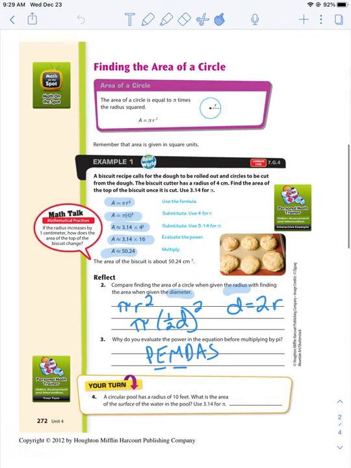All right, your turn. A circular pool has a radius of 10 feet. What is the area of the surface of the water in the pool? So you're just plugging in r for 10. All right, go ahead and solve that. Pause the video. Play it back, see if you got it right. This is going to end up being 3.14 times 100, which is 314 feet squared.